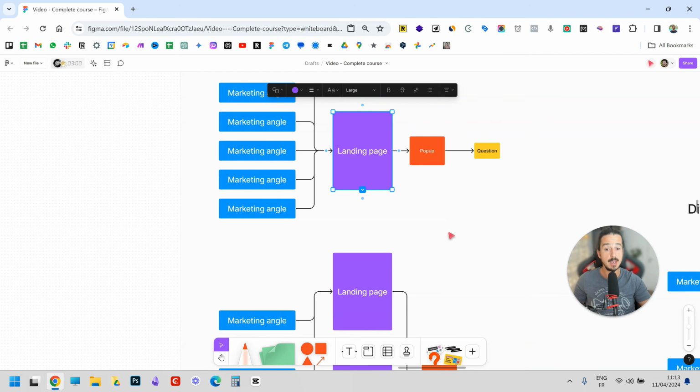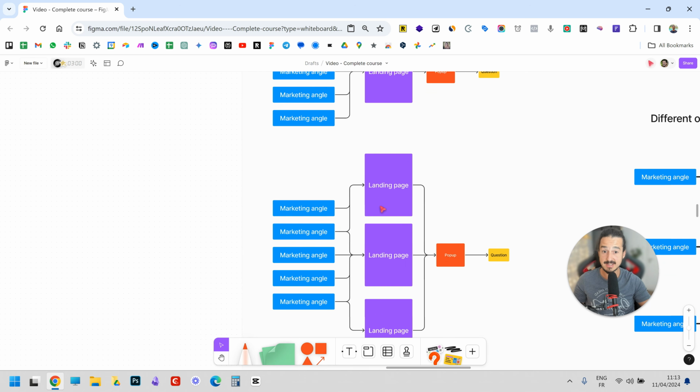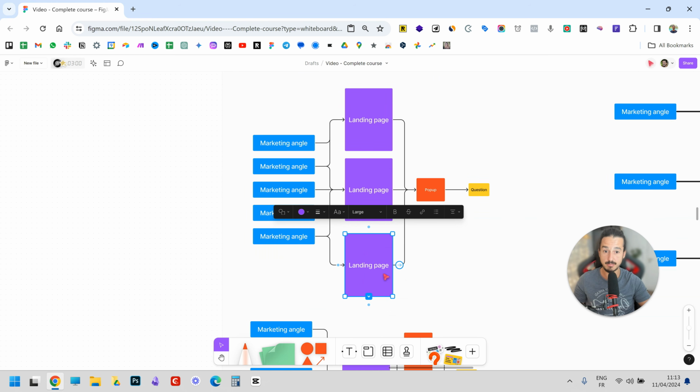But maybe you are more flexible on the offer. Maybe you have 3 different products that could solve the same problem. Well, in this case, you can also send people to different landing pages with different offers.